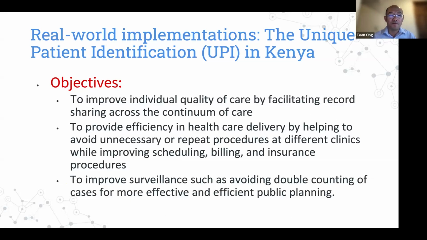So the first case is in Kenya, and the objective of the PMI in Kenya is to make sure that this system can support a continuum of care, and to improve the safety of care delivery in this process. For example, to avoid unnecessary or repeat procedures in clinics, and support scheduling, billing, insurance procedures, as well as to support the public health surveillance system, and not double count patients in that data.